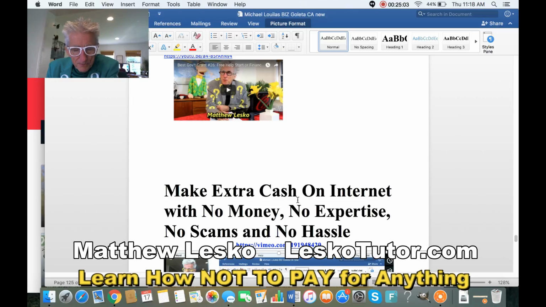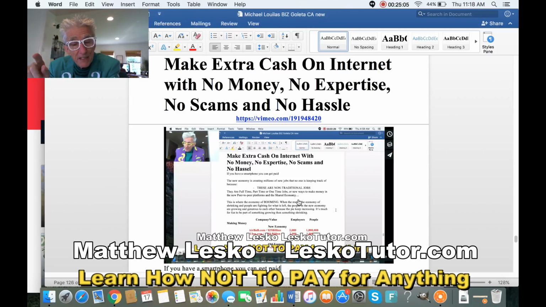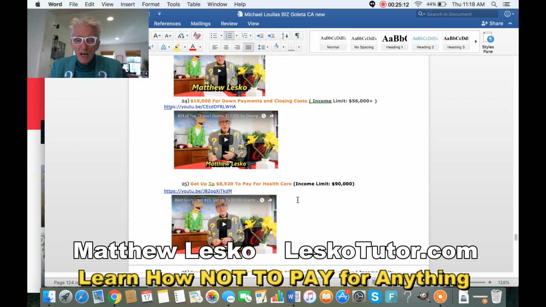Now, that 25 really is for you, because you were talking about how to live on, because there's something for all kinds of incomes. It doesn't matter what income you are. Some have income requirements, but even those that have income requirements, the income goes up to like $40,000 or $50,000.